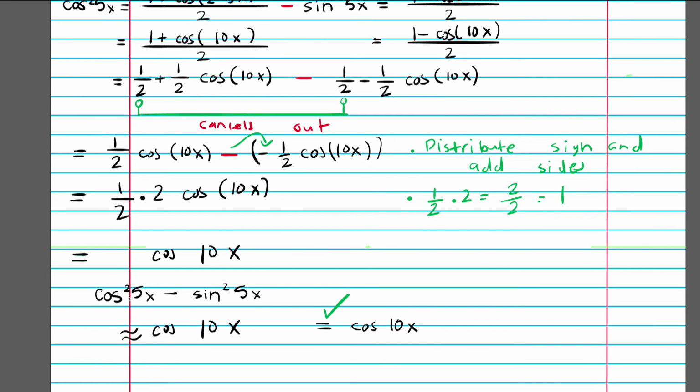So when cosine squared 5x minus sine squared 5x is evaluated, it indeed does prove that the left hand side right here does equal the right hand side of cosine 10x.